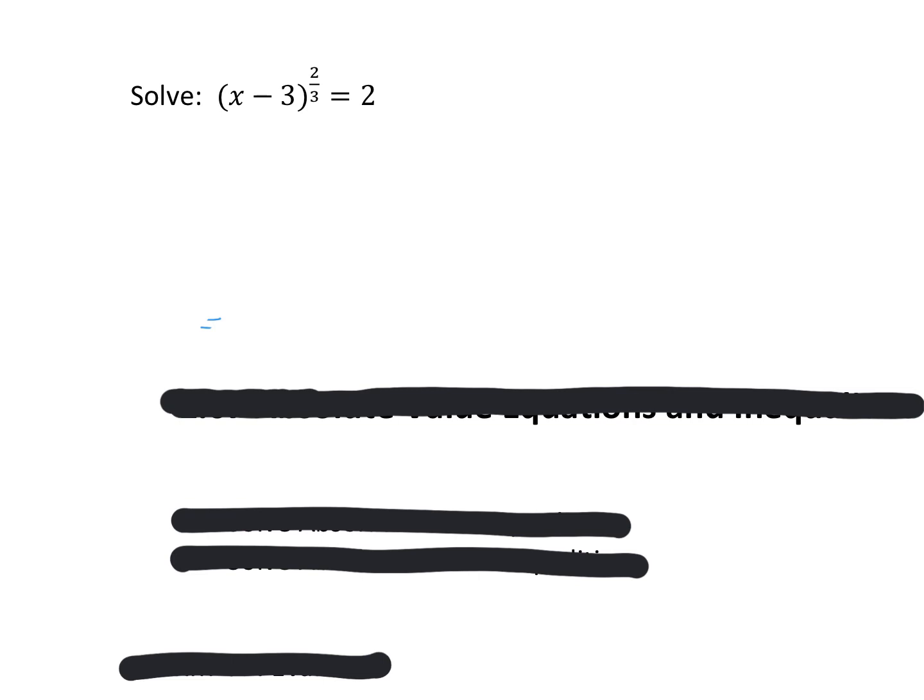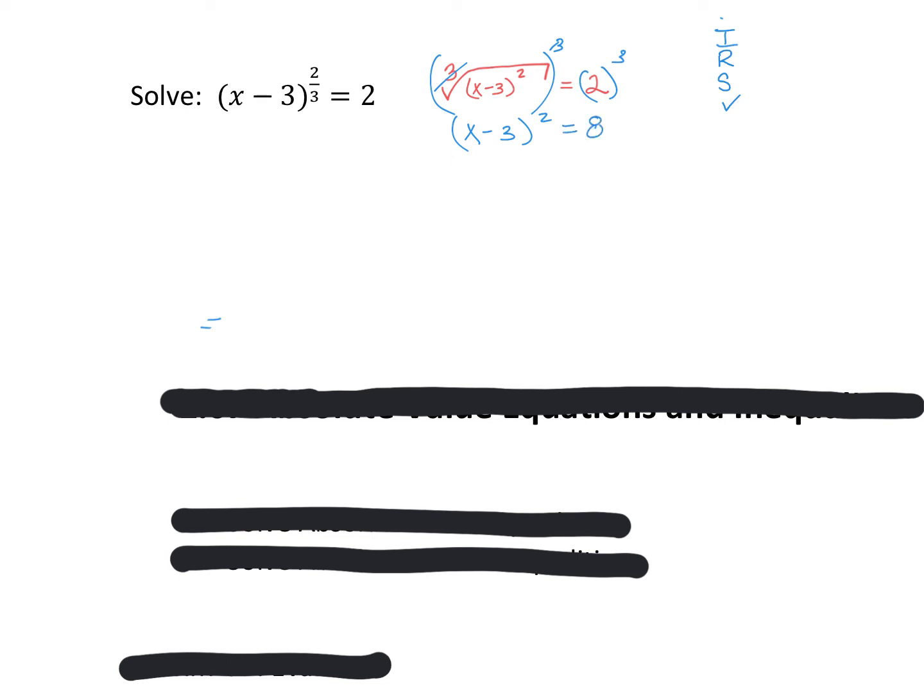For the last example, we also have a rational exponent. The first thing I would like to do is rewrite this using a radical. So this is going to be the cube root of x minus 3, squared, equals 2. Our radical is already isolated. We will raise it to a power. In this case it's a cube root, so we are going to cube both sides. The cube root and the cube go away, so we have (x minus 3) squared equals 8.